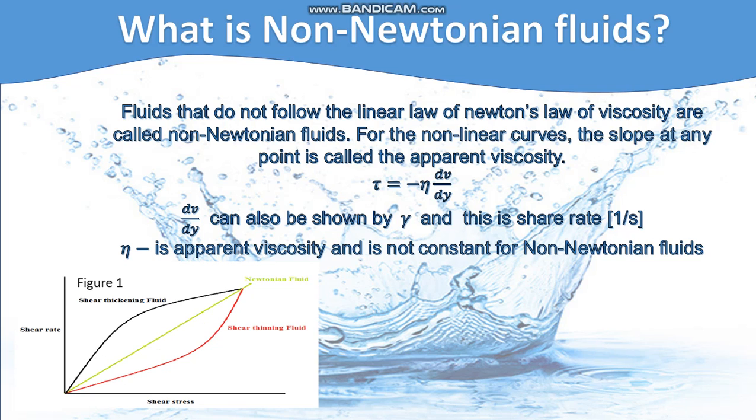Fluids are shear thinning if the viscosity decreases as shear rate increases. Shear thinning fluids, also known as pseudoplastic, are present in industrial and biological processes. Common examples include ketchup, paint, and blood. You can observe it from graph 1, figure 1.